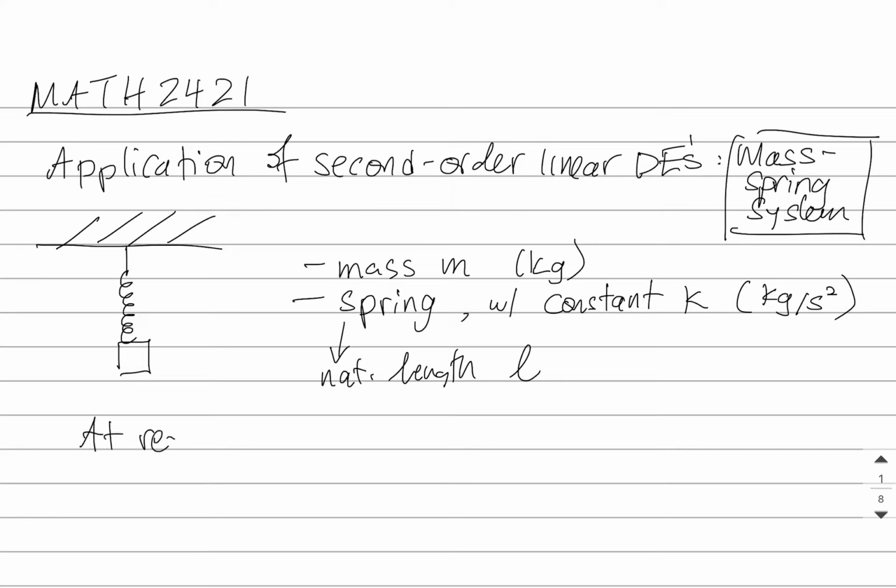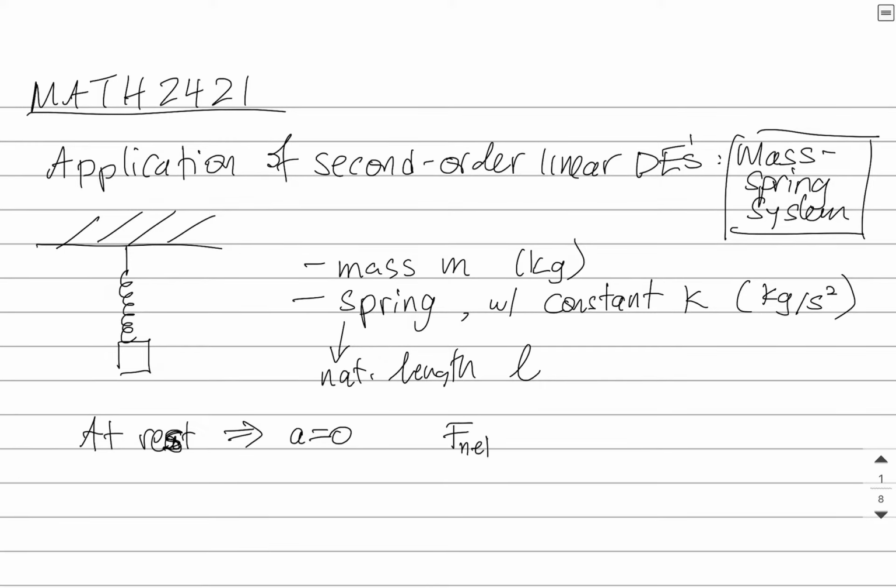So at rest, that means the acceleration is 0 and there's no motion, right? There's no change in velocity. Everything is staying put. Now, we've got Newton's law. F net is equal to mass times acceleration. So if we talk about the situation that's happening here, we've got the natural length of the spring, and then when we put the mass at the end of it, it extends it some distance L beyond.